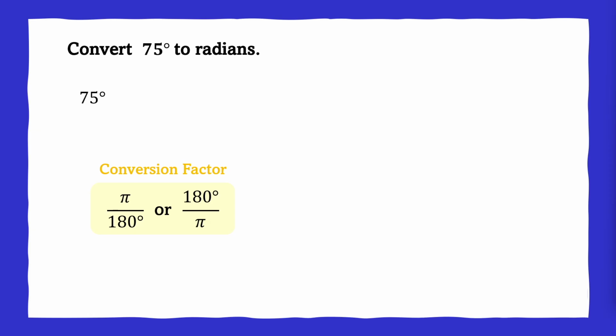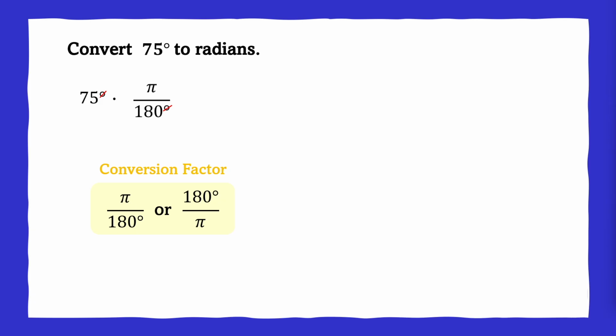Since we're starting with degrees and want to end up with radians, we need to cancel out the degree unit. To do this, we multiply by pi over 180, because the degrees in the numerator of our original number will cancel with the degrees in the denominator of the fraction. This leaves us with radians, which is the unit we want.